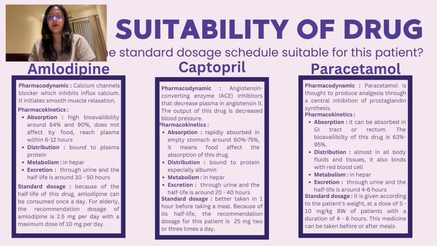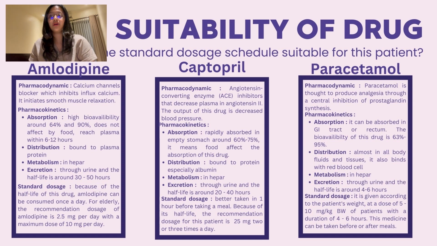Now I will explain about the suitability of the drugs, and the part that I will explain is the standard dosage schedule suitable for these patients. In these cases, we have 3 drugs that we consider giving to the patients. The first one is amlodipine, the second one is captopril, the third one is paracetamol. Amlodipine and captopril are hypertension drugs, and paracetamol is an analgesic drug.